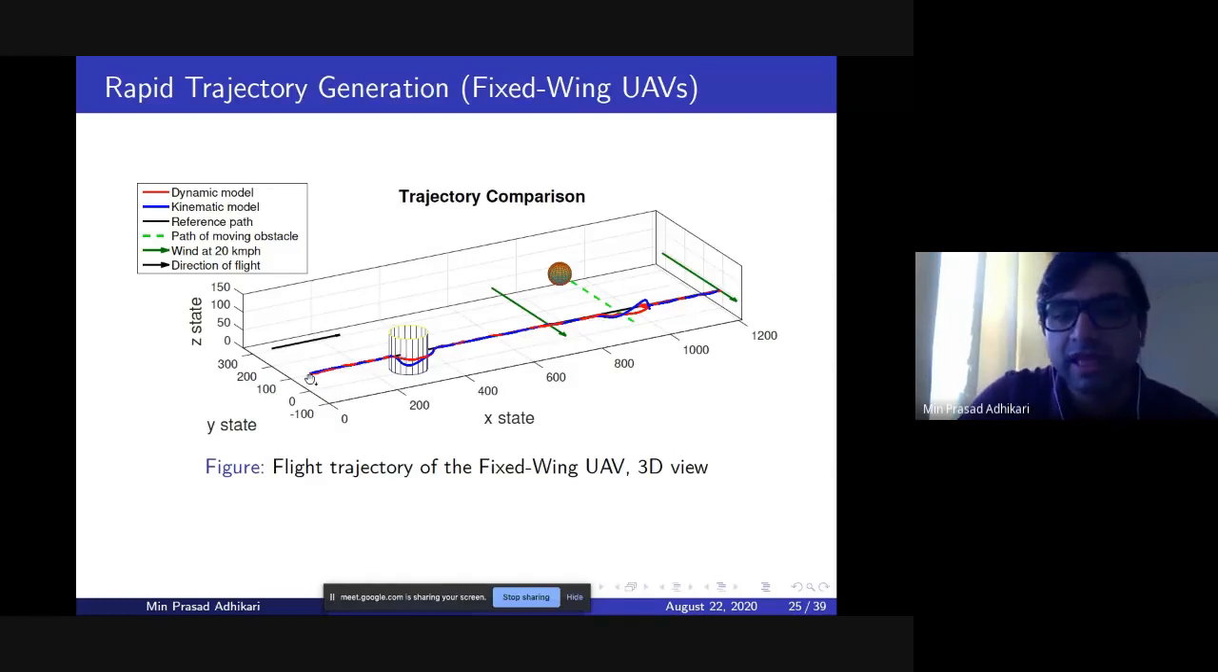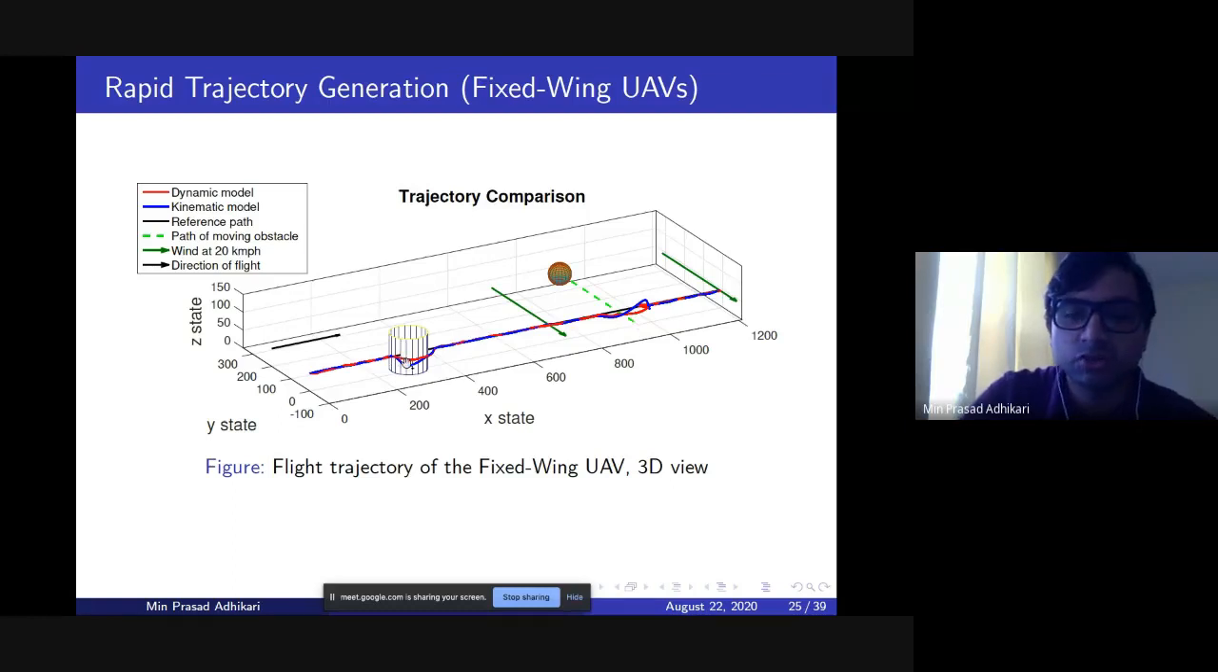So basically the UAV has to fly along this straight line, at the same time has to avoid the obstacle, and there's a wind condition, like 20 km/h wind in between this region, and at the same time there's a moving obstacle. So how would this dynamic and kinetic model behave?